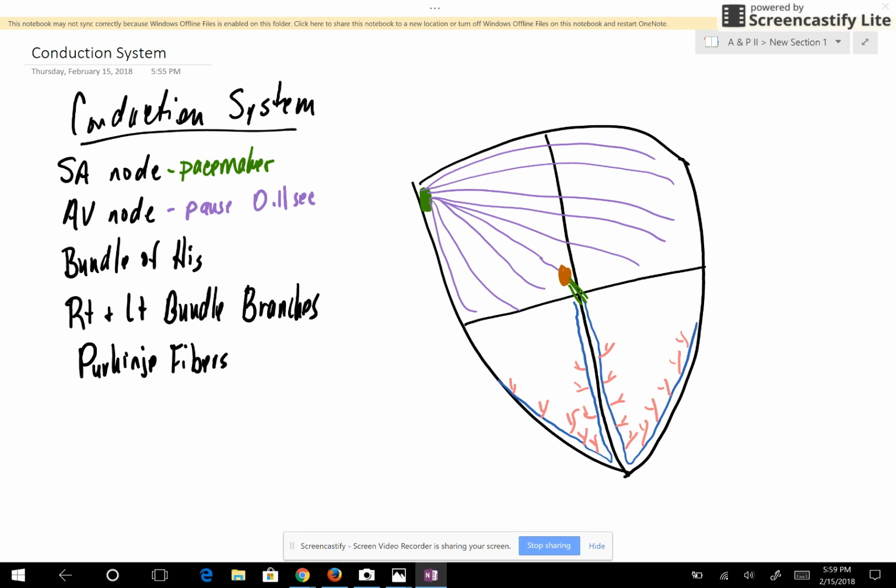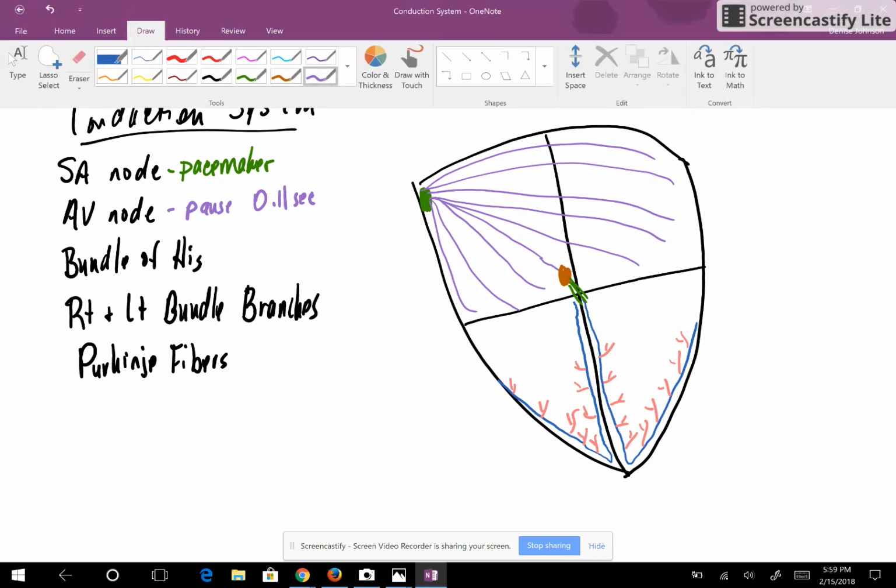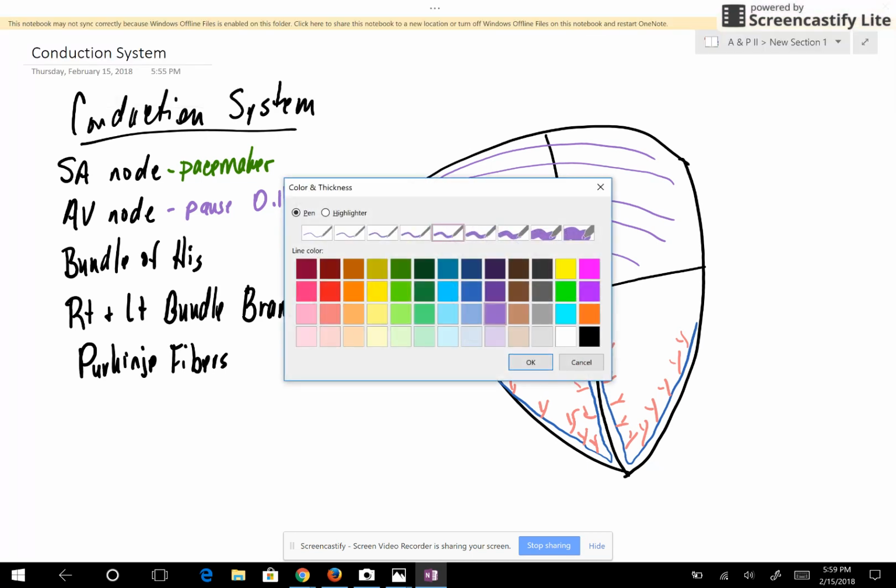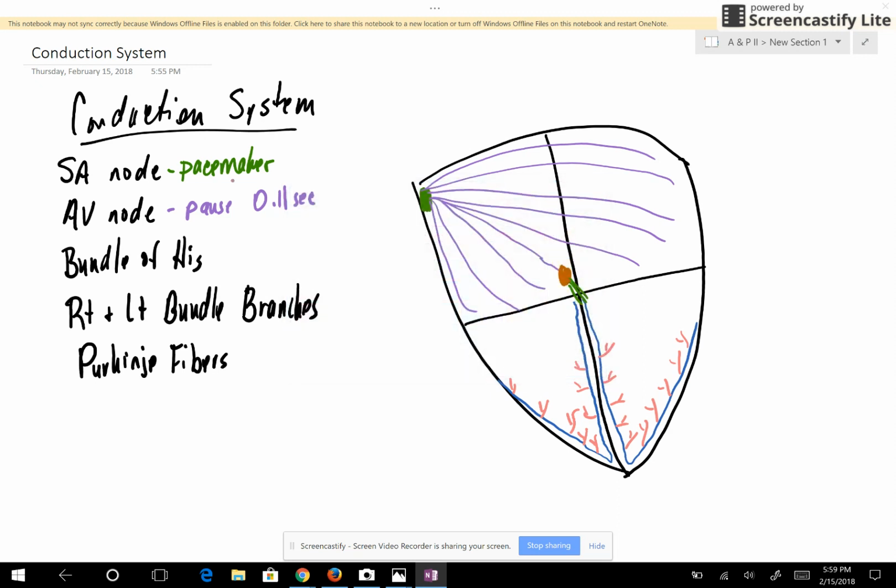So the AV node then sends the information to the bundle of His. The bundle of His gives the information to the right bundle branch and the left bundle branch. And the bundle branches give the information to the Purkinje fibers, and so that's going to cause the contraction of the ventricles. Okay, the SA node is known as the pacemaker of the heart because it's going to be the first of the conduction system to actually start the contraction.